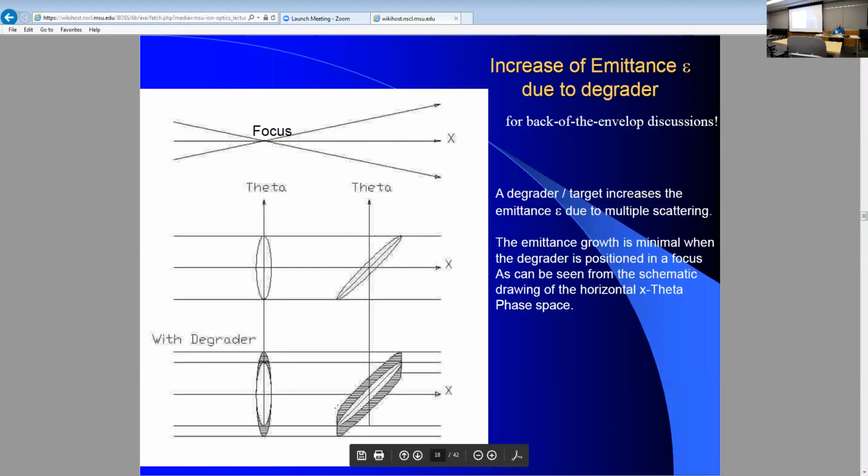So practical consequence, if you have to put a degrader in, be aware that the emittance will increase, but if you put it in the focus, it's the minimum you can have. So put that degrader, if you can, in a focus. That is the lesson from this.